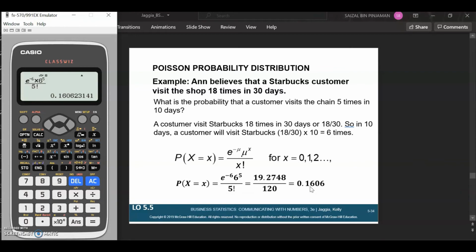So this Euler's number, you can find the answer by using scientific calculator, or you can also memorize it, because the Euler's number is equal to 2.71828. But of course, for simplification, you can simply use the scientific calculator as well. So that's all for the Poisson probability distribution estimation using Casio scientific calculator.